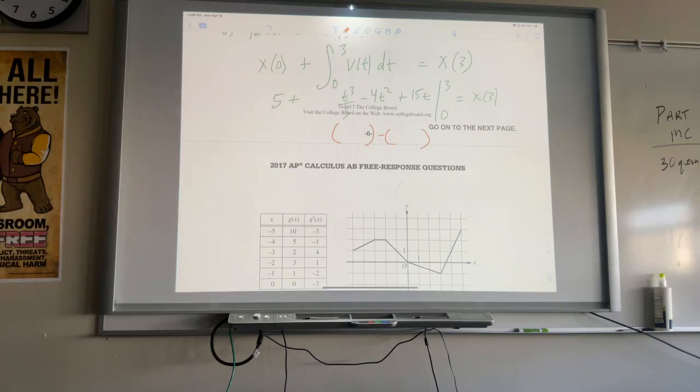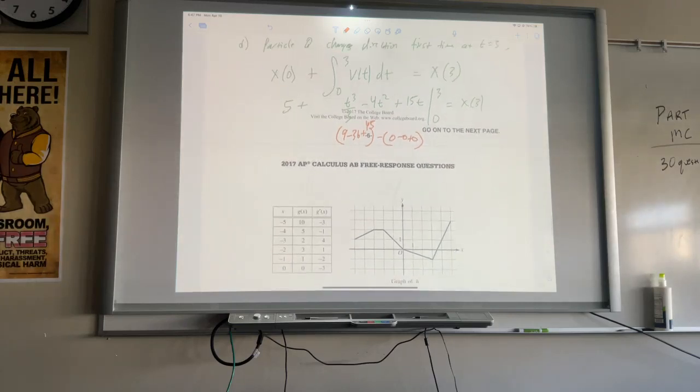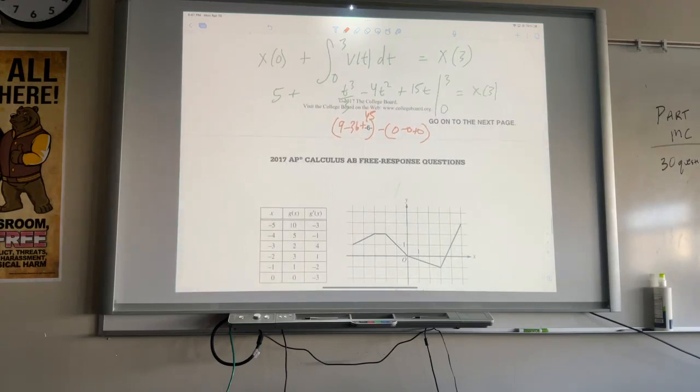Alright, top. If I plug in 3, I get 27 over 3. 9 times 3, that's minus 36 plus 45. Do we have to do that? No, you can just write out 5 plus all of that. Oh, this is a no calculator. Yeah. So I mean, you could write 5 plus 9 minus 36 plus 45. Yeah, you can do that.